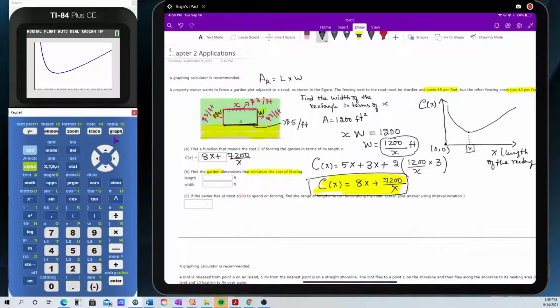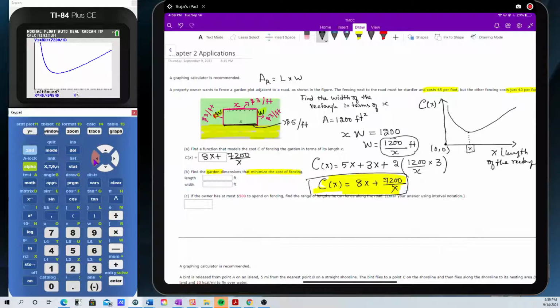Using my calculator. Hit second, do not use trace. Okay, so hit second, calc. Sorry, I think I did. One more time. Second, calc. And when you do that, you will come to a screen here. I'm going to look for minimum because I'm looking for the minimum point. Enter. You see the cursor here.